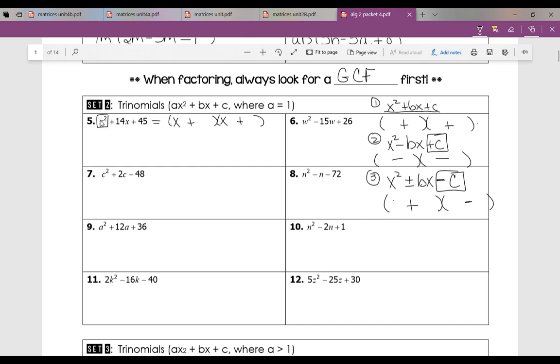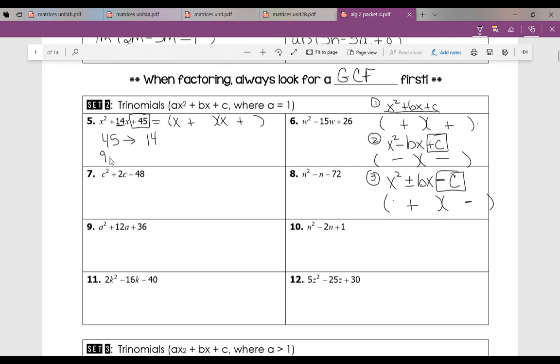If that were x to the fourth, split 4, it'd be x squared and x squared. You can only split even numbers evenly, okay? If that were x to the third, we'd have to do something totally different to it. So we want even exponents on that first number. Now, we already said there are no negatives. So what we're going to do is I'm going to look at 45. I want factors of 45 that when I add them together produce 14.